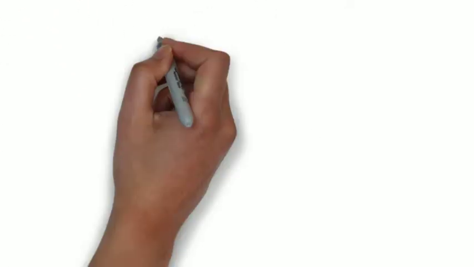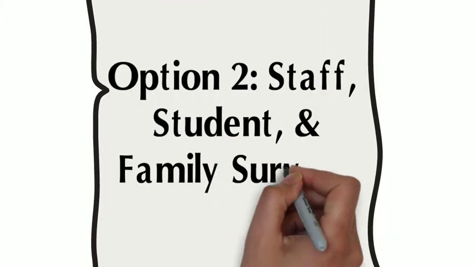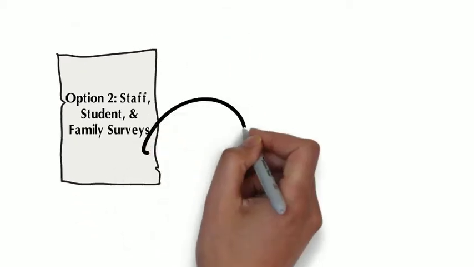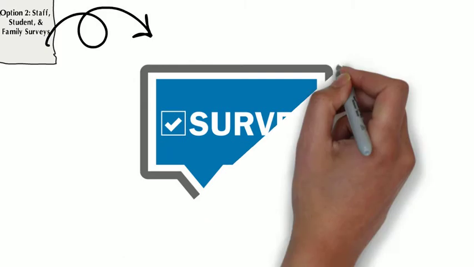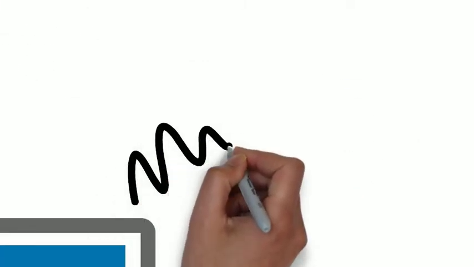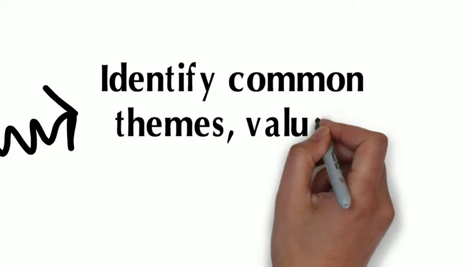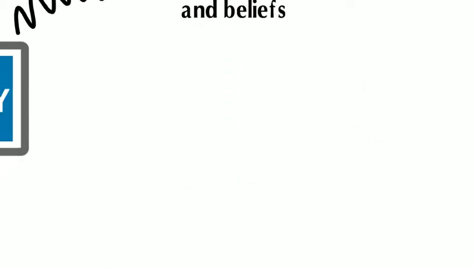A second option for developing school-wide behavioral expectations is to survey school staff, families, and students. Asking staff, students, and families which values and attitudes are important to each group gives the school leadership team a list of possible expectations. From there, the school leadership team can cross-reference the results of the survey to identify common themes, values, and beliefs across the 3 groups.